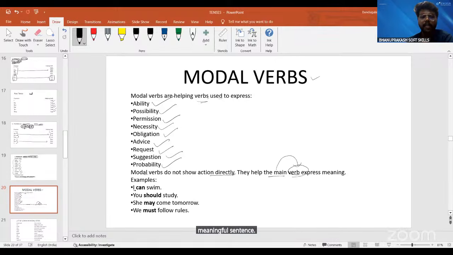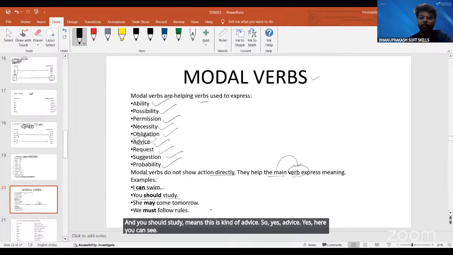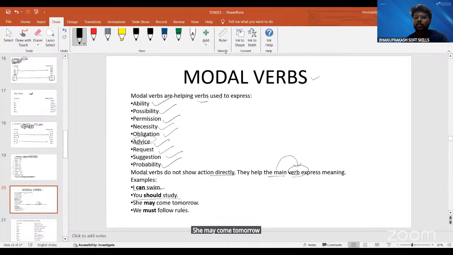For example, I can swim. You should study. I can swim expresses ability, as my ability is that I can swim. And you should study means this is a kind of advice. She may come tomorrow. We use the word may for permission. May I come? May I go? So this is a permission kind of thing.